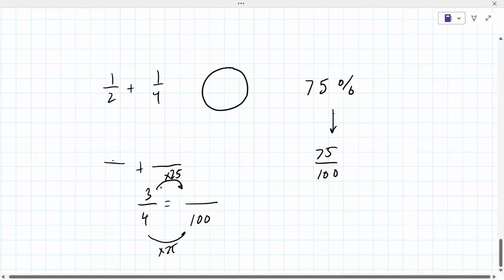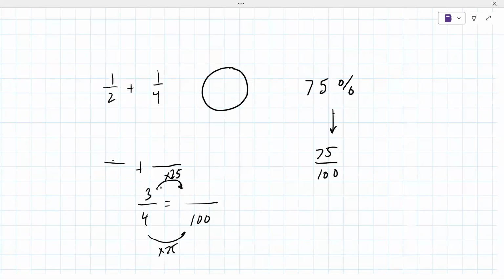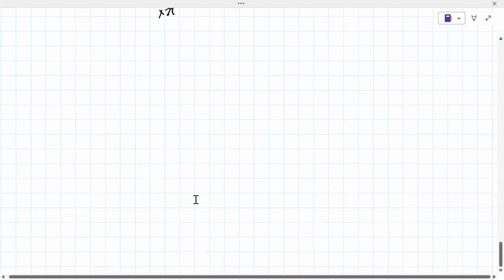75. Yeah, that makes sense. I'm not sure why I didn't get that immediately. That was weird. So if it's 75, they're equal. They are equal. Good.